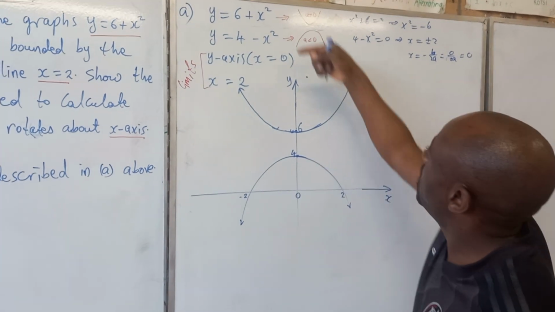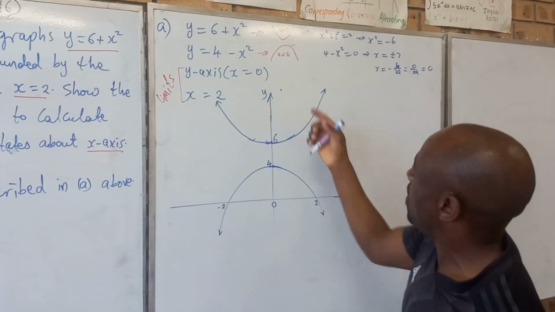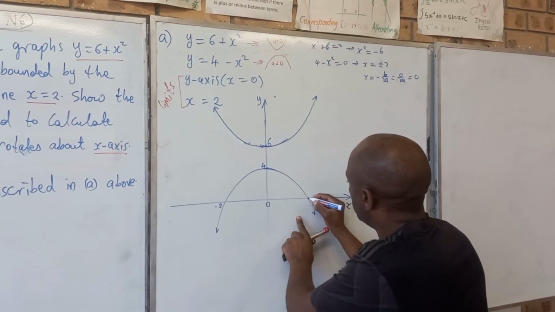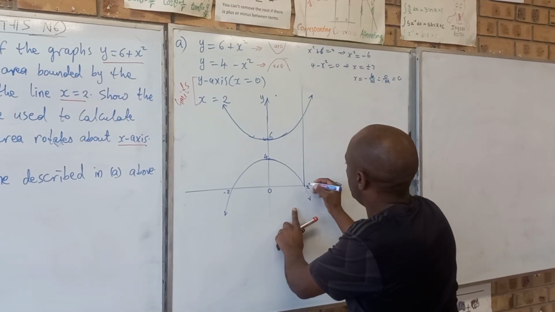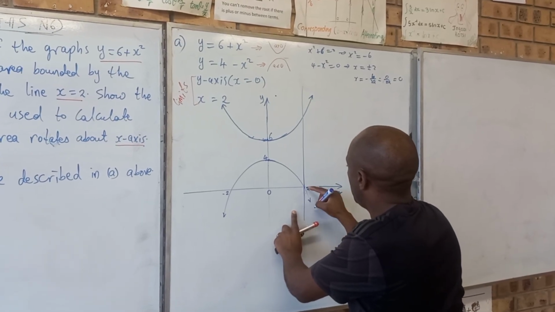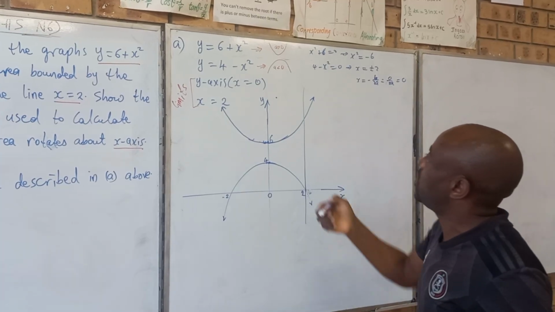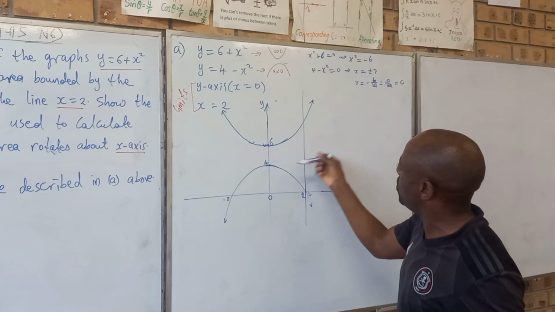So I've sketched the first two graphs. I've sketched the y-axis already. I'm left with the graph x equal to 2. So x equal to 2 should be passing at 2. So we set this point as 2. So that is our graph passing at 2. So the portion I'm shading must be surrounded by 1, 2, 3, 4. So this is 1, 2, 3.